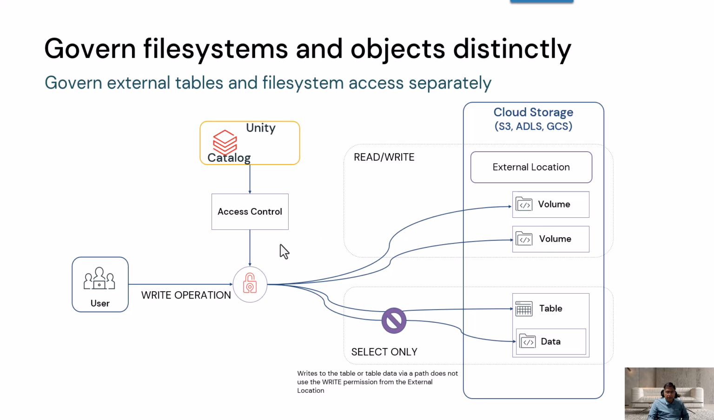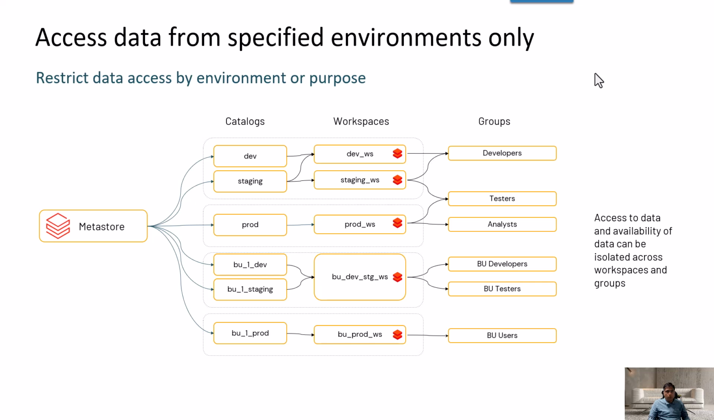So this way you can govern the file system separately versus the data object separately. This unique capability is the game changer in Unity Catalog, because it gives you the idea of accessing the volumes as well as accessing the tables separately.